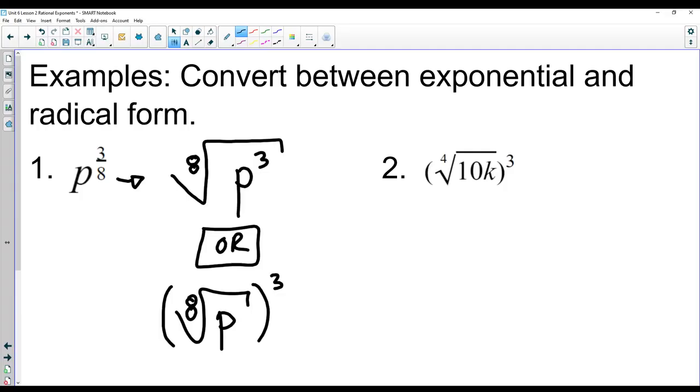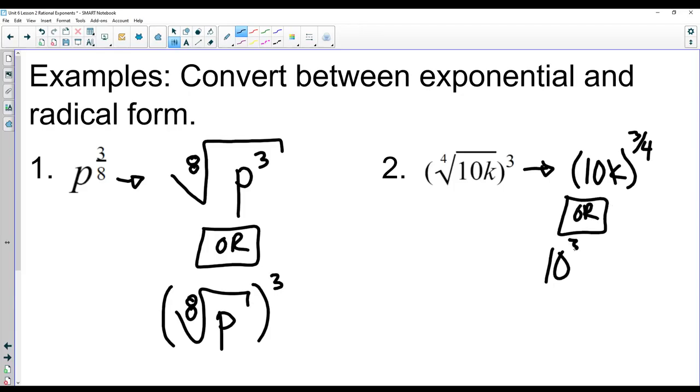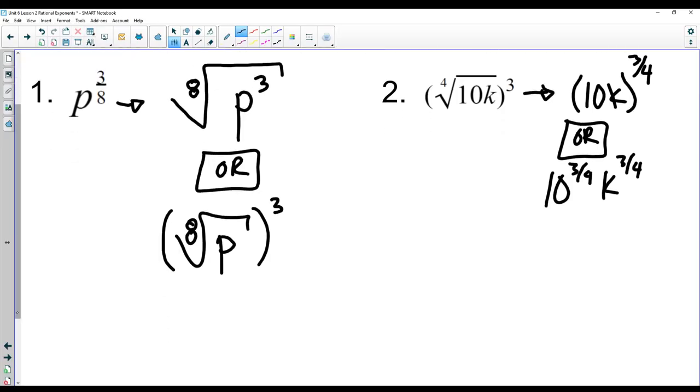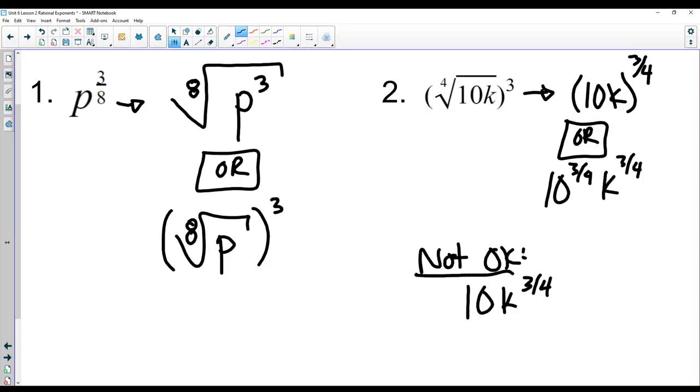Number 2 has us in radical form. Now we need to convert to exponential. There's a couple of different answers for this one as well. You can do one of two things. Either you can write this as (10k) to the 3/4 power. The other way that you could write this is 10 to the 3/4 and k to the 3/4. What's not okay, though, is if you wrote 10k to the 3/4. This is not okay. You need parentheses when you are working with something like number 2.